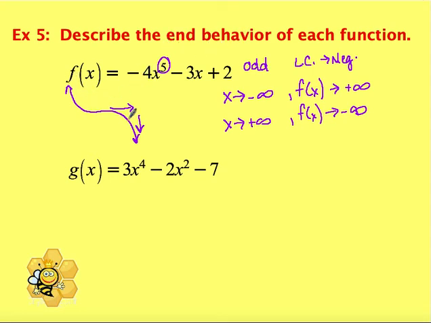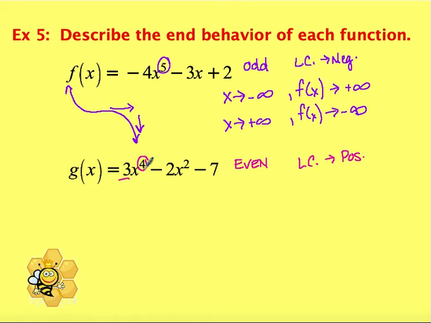So this is the shape of this graph. Now, how many mins and maxes we have in between, we'll decide that later. Right now, we just want to know what the ends of our graph are doing. Let's look at our g function here. So our g function has a power of 4, a degree of 4. So that means it's an even degree function, and it has a leading coefficient of positive 3. So my leading coefficient is positive.